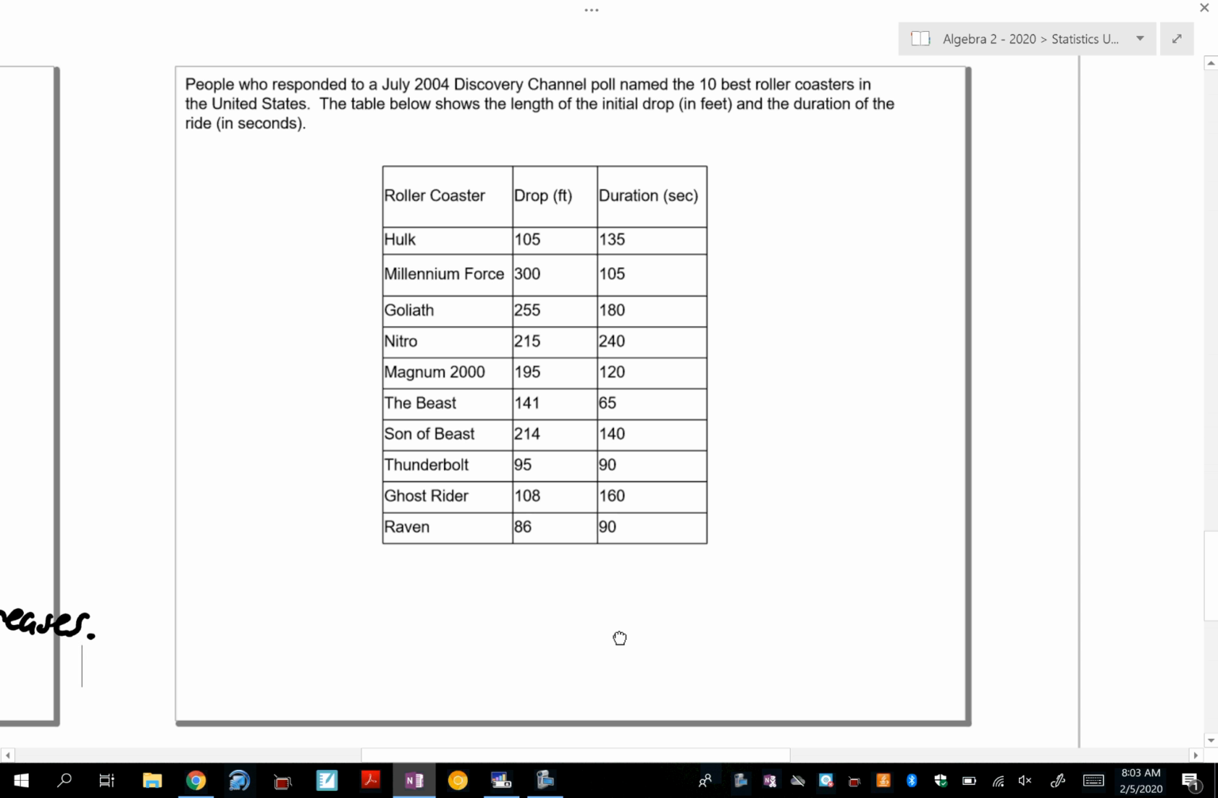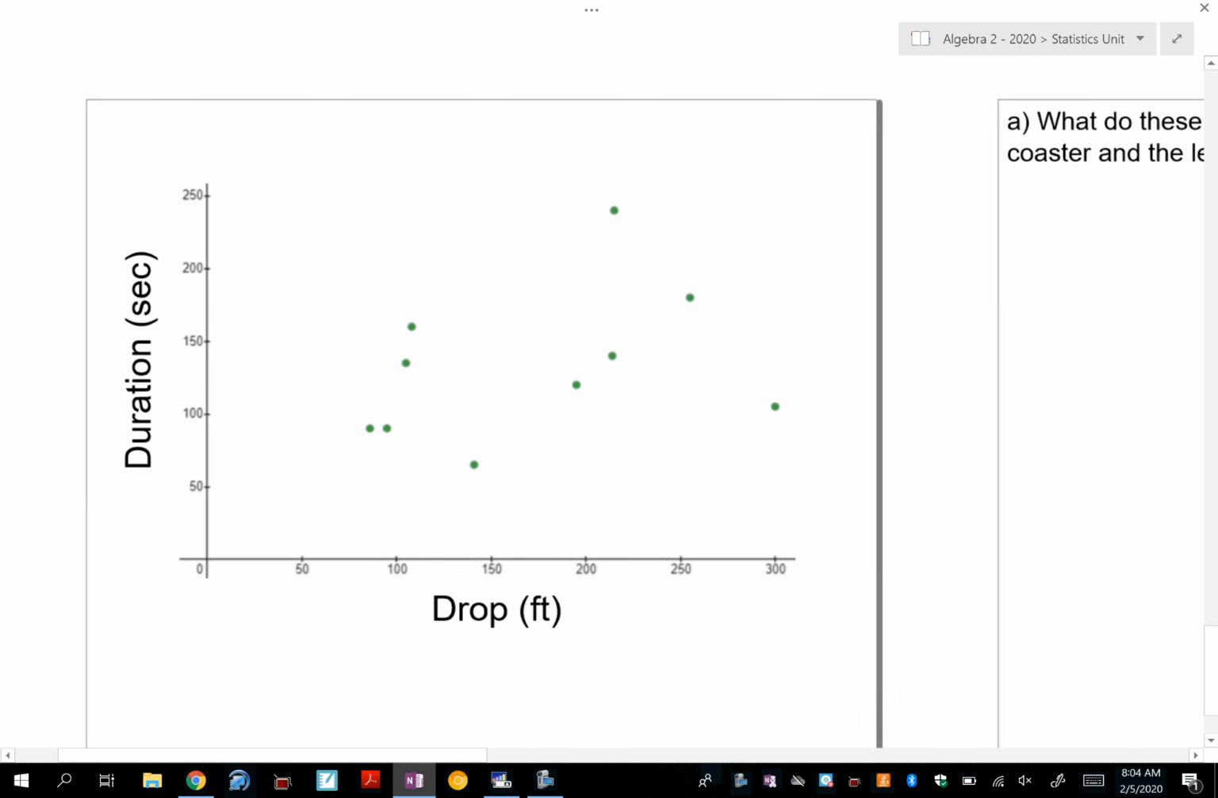Okay, great. So the duration, the last column, is how long the ride is. So we want to see, is there a relationship between that first drop and the length of the ride? And I think there is, right? I think the higher that first drop is, the longer the ride will take. Let's see. What do you think?